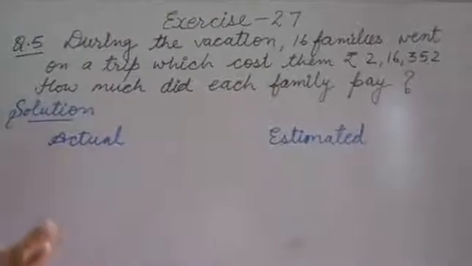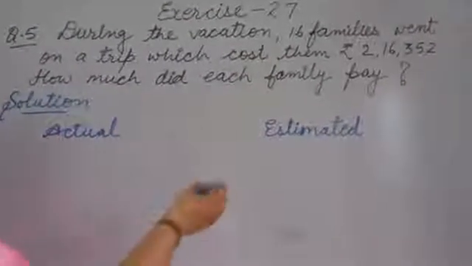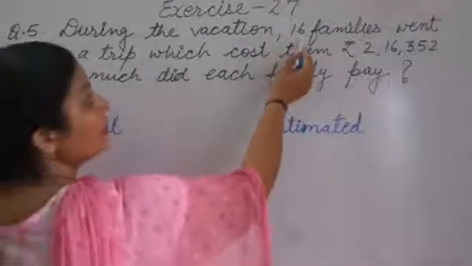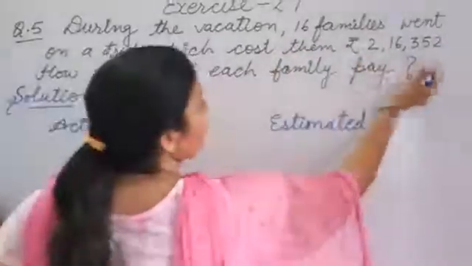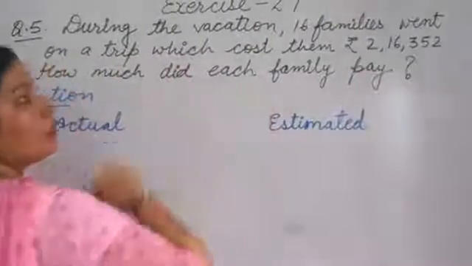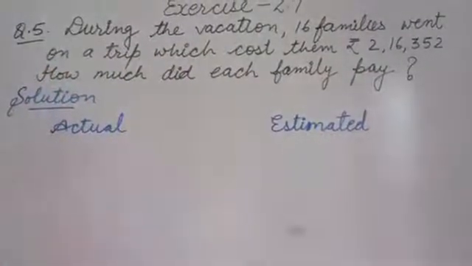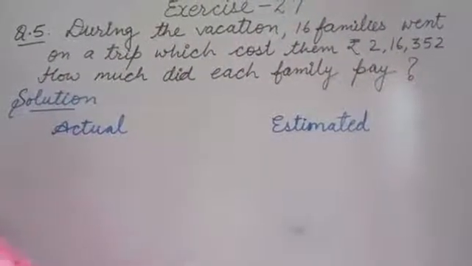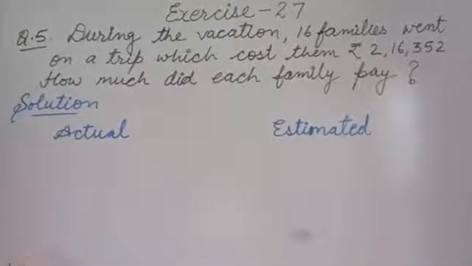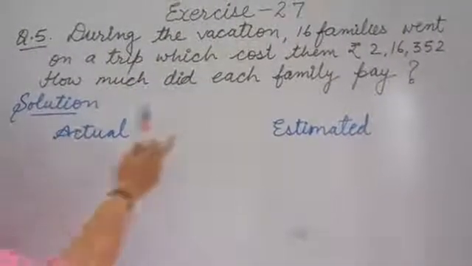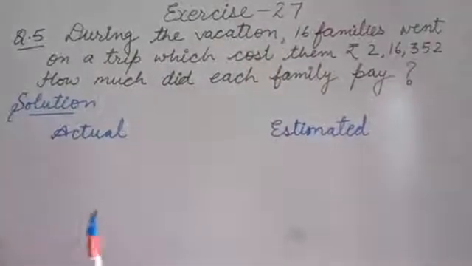We will do divide. I told you that when you know the value of more, the 16 families value, that 16 families are paying this much amount, so each family, one family, will pay less amount. For less we will do divide. Okay, so let me divide now. Here we have to find the actual answer and here the estimated answer.